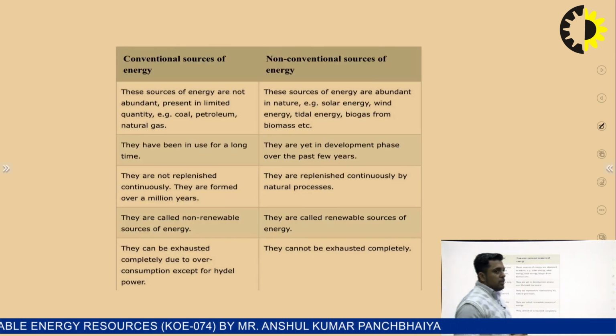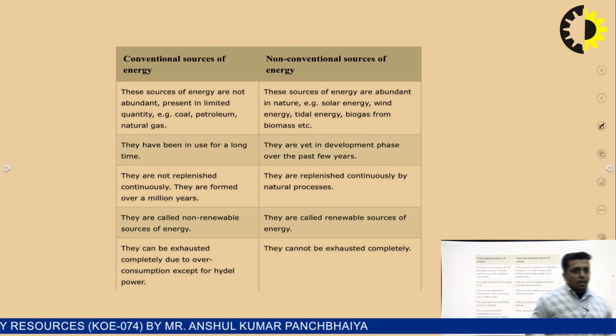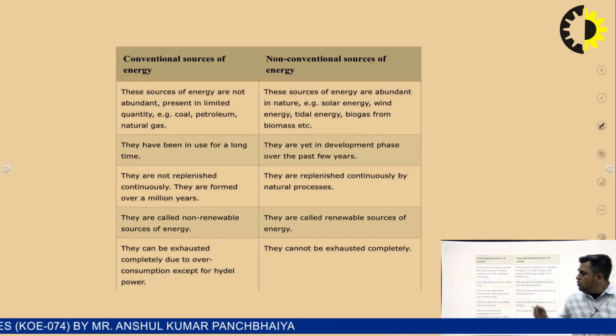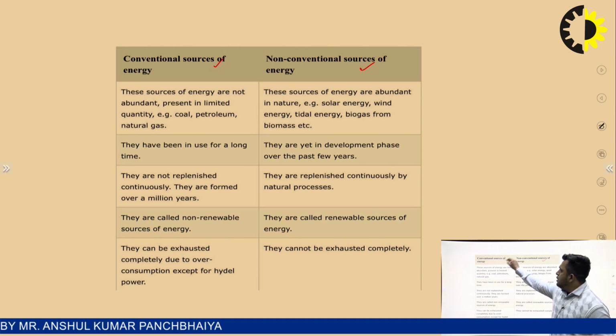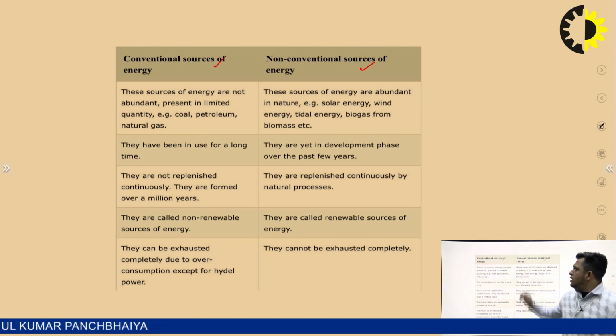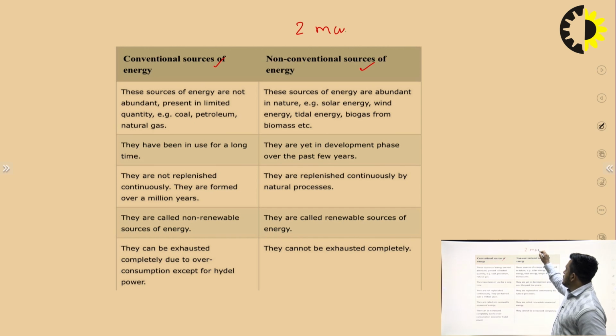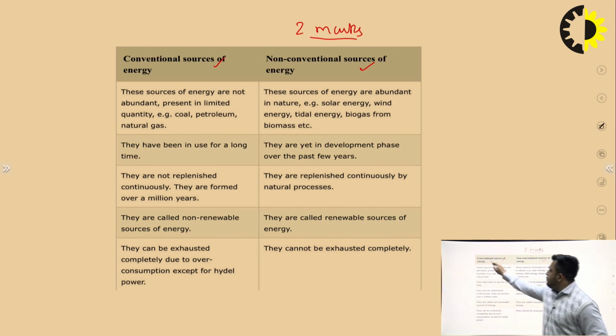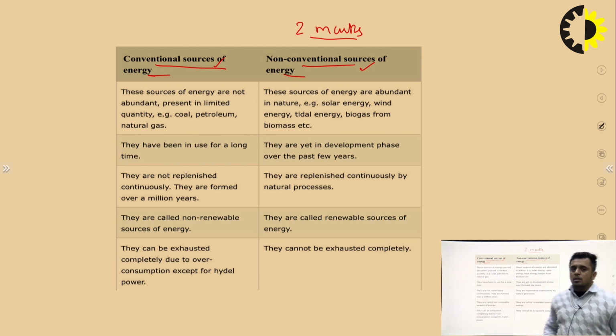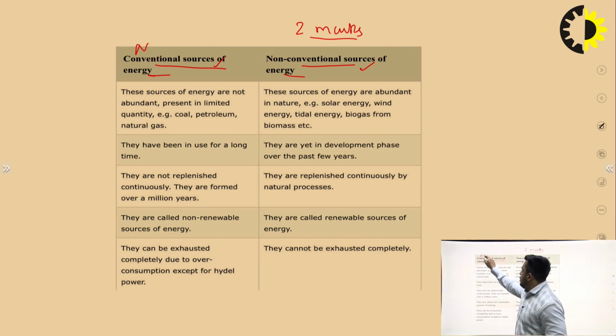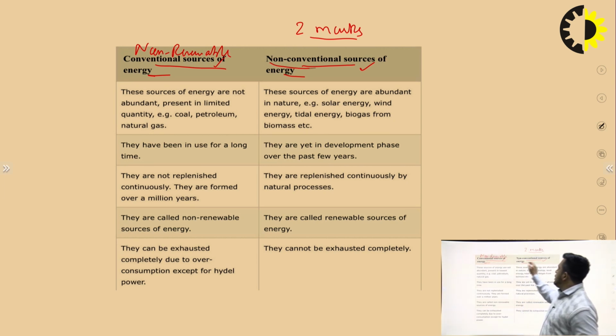So this is also written in the form of a paragraph, or you can say there are certain differences. This question usually gets asked in the examination. In the examination, this question is frequently asked for 2 marks. What is the difference between conventional energy resources and non-conventional energy resources? Conventional means non-renewable. On the other hand, non-conventional means renewable.